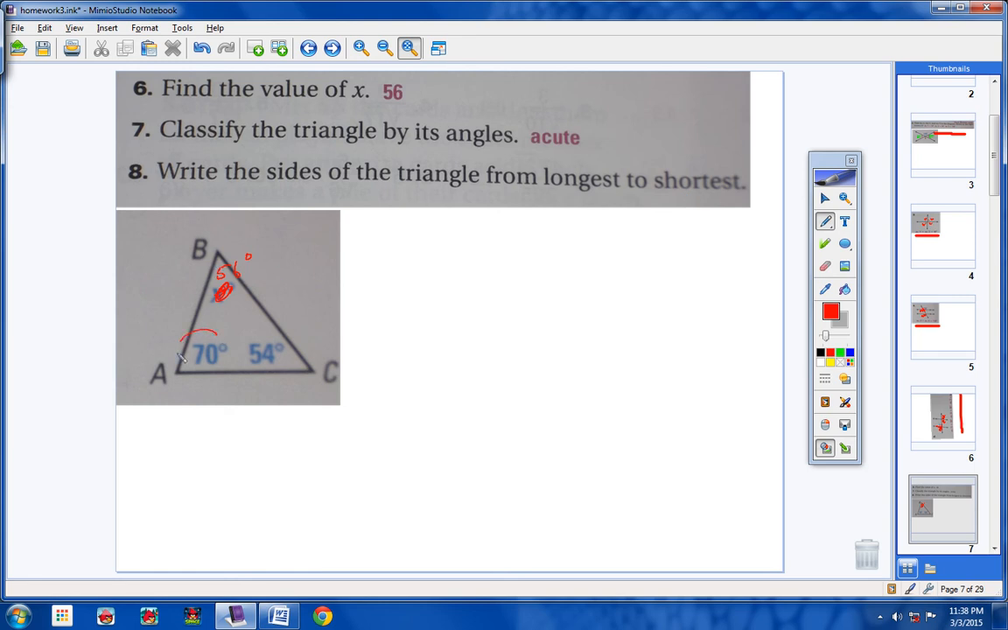There it is, the biggest angle. Now go straight across. BC is my longest side because it's across from the biggest angle. So BC comes first. Now let's find the next biggest angle. 56 degrees. Circle it. Go straight across. Okay, so AC is the next biggest or longest side. And then obviously last would be the other side, which is AB.